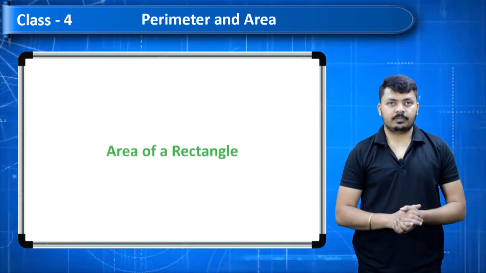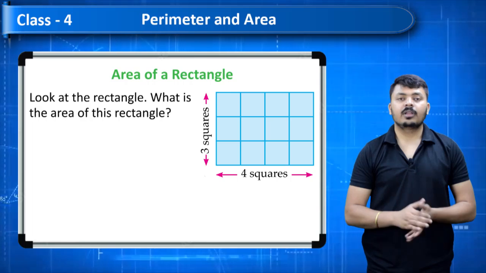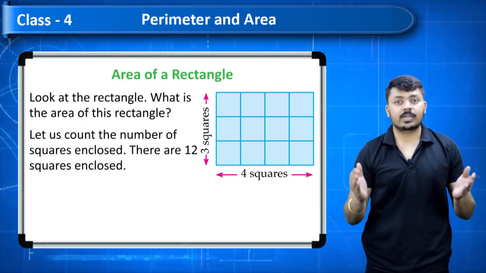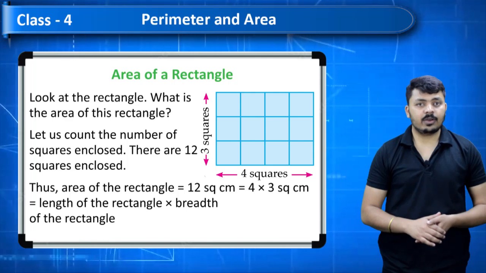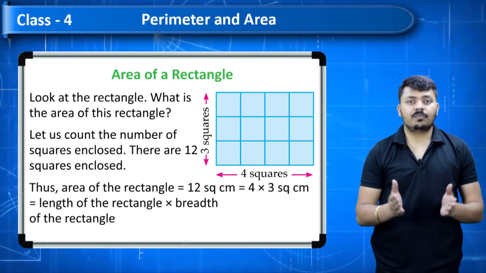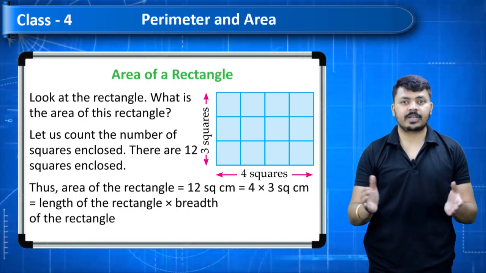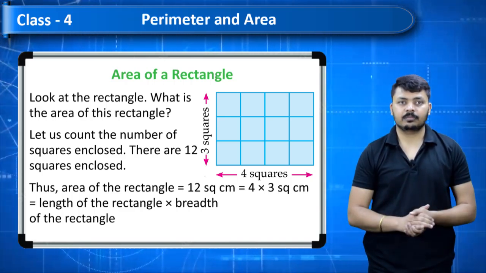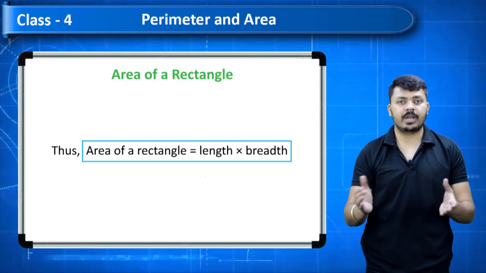Area of a rectangle. Look at the rectangle. What is the area of this rectangle? Let us count the number of squares enclosed. There are 12 squares enclosed. Thus, the area of the rectangle is equal to 12 square centimeters, which is equal to 4 into 3 square centimeters, equal to length of the rectangle into breadth of the rectangle. Thus, area of rectangle is equal to length multiplied by breadth.